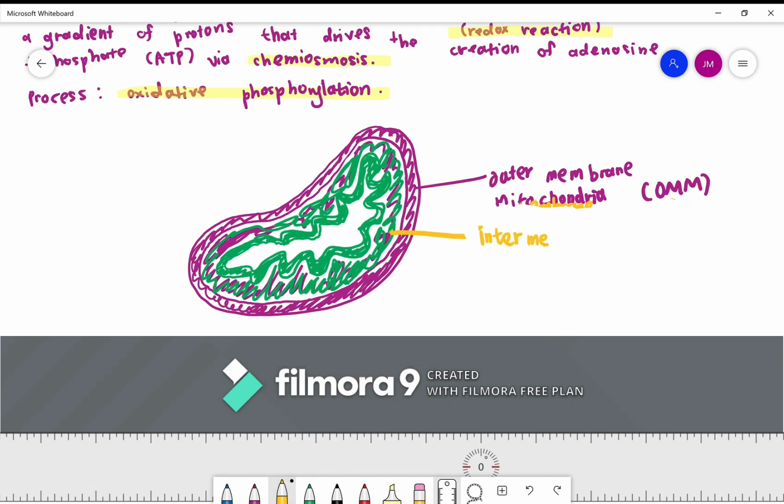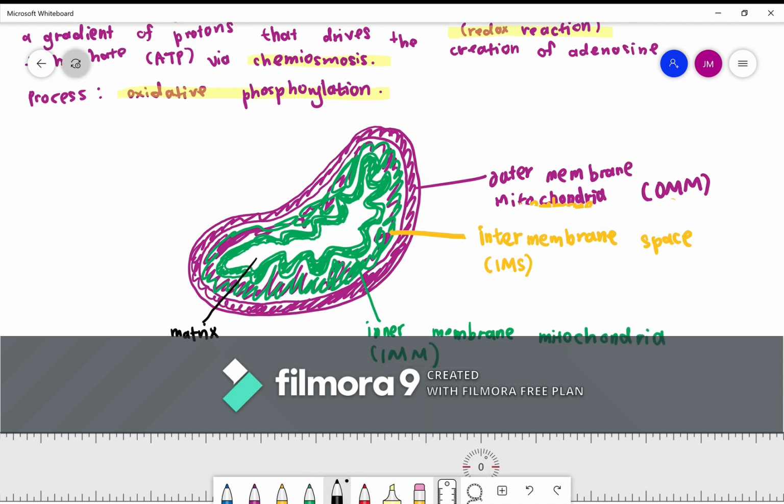This is the structure of mitochondria. The outermost part is called the outer mitochondrial membrane or OMM. The inner mitochondrial membrane or IMM. The space between the inner membrane and the outer membrane is called the intermembrane space or IMS. The electron transport chain usually occurs in the IMM, the inner mitochondrial membrane, and the innermost space is named the matrix.